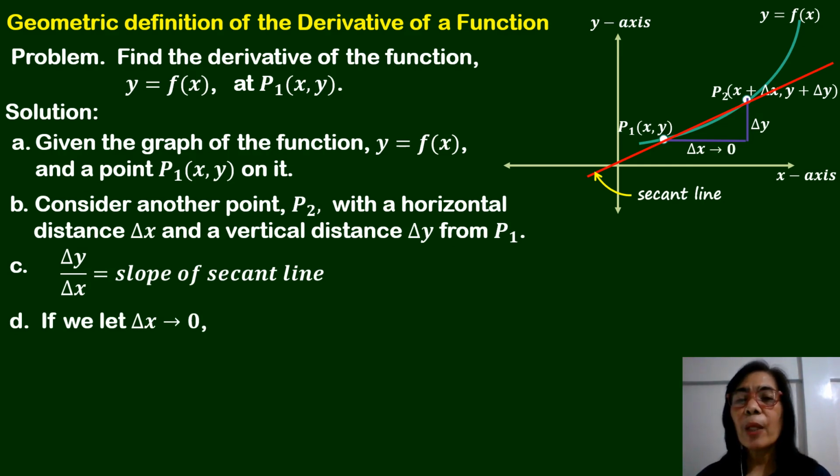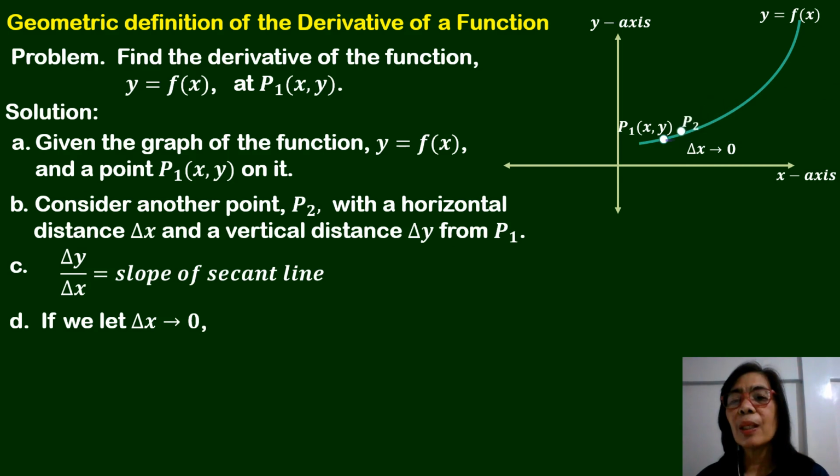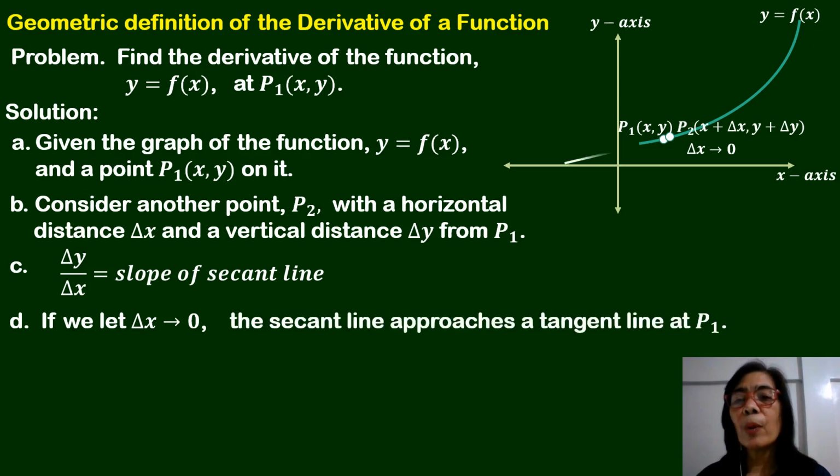So the next step is let delta x approach 0. Notice what will happen when delta x approaches 0. That means the horizontal distance from point 1 to point 2 will be almost equal to 0. So as delta x approaches 0, point 2 approaches point 1, and the line joining point 1 and point 2 will approach a tangent line at point 1.